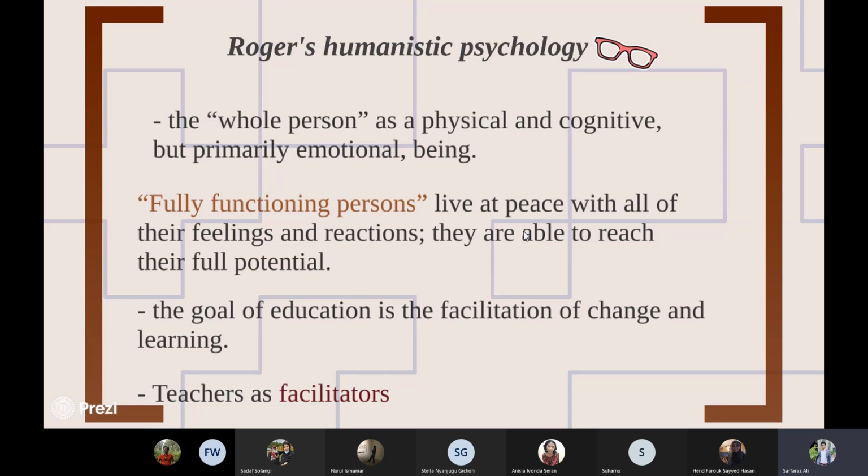So by giving such characteristics, he described the learning process. And in the goals of education, he described the characteristics of the teachers.